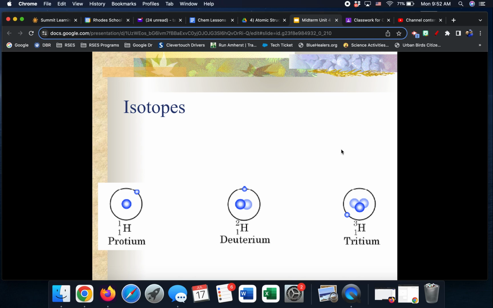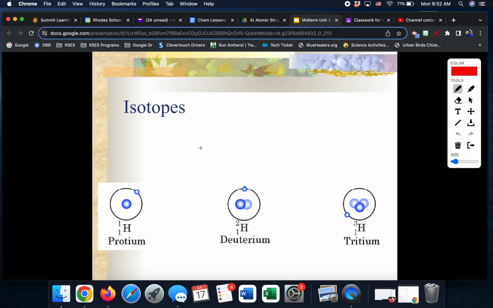So these are isotopes, which if you recall, we said are the same element but different number of neutrons. So how do we know how many each of them have? Well, we subtract. Remember, 1 minus 1, this one has 0 neutrons. 2 minus 1, this has 1 neutron. And this one is 3 minus 1, which would be 2 neutrons there.